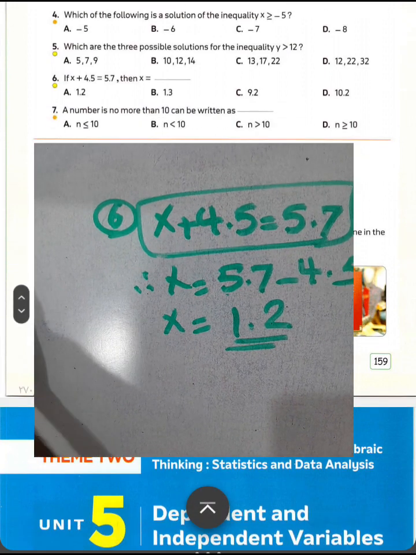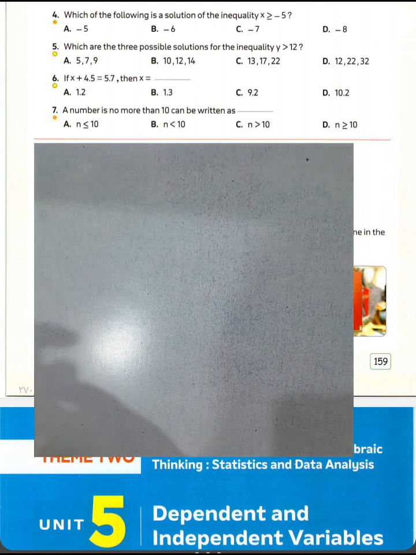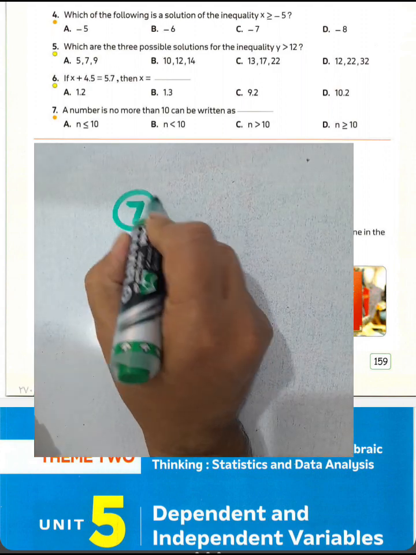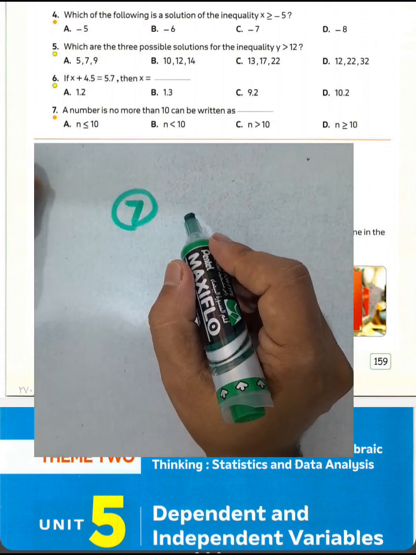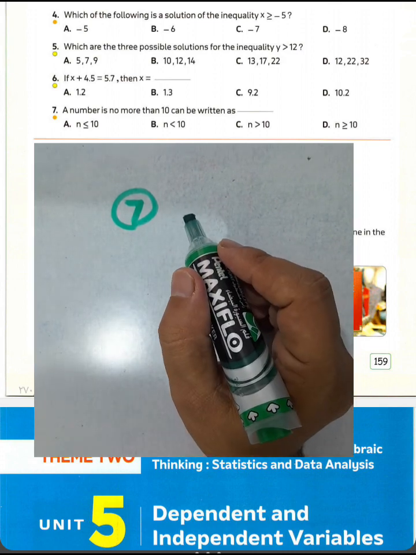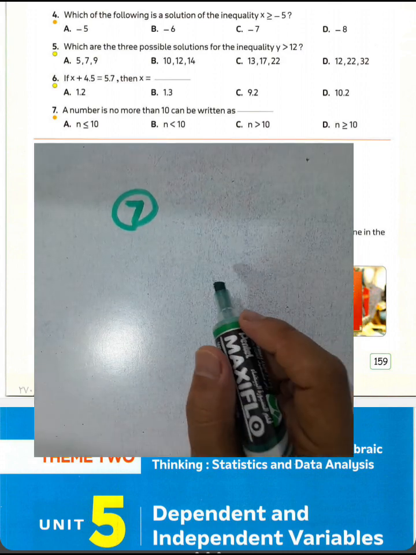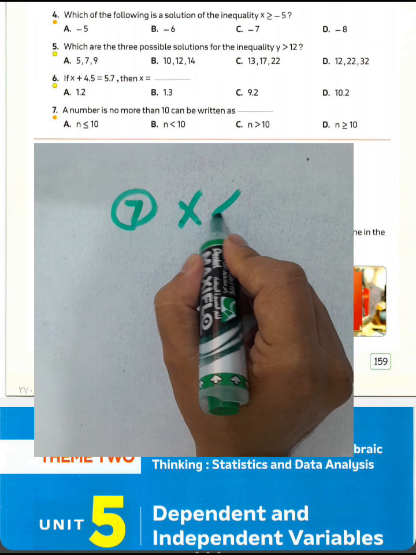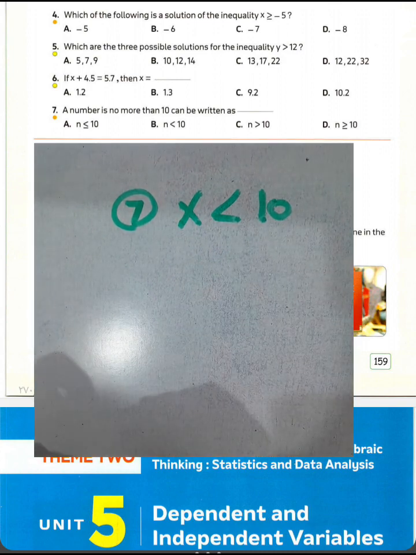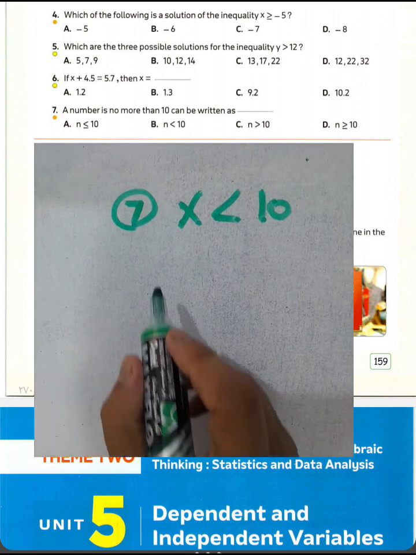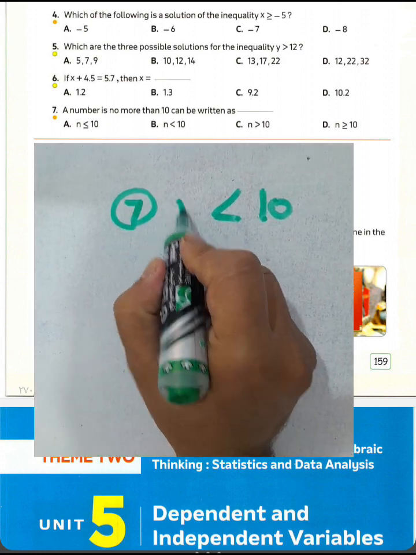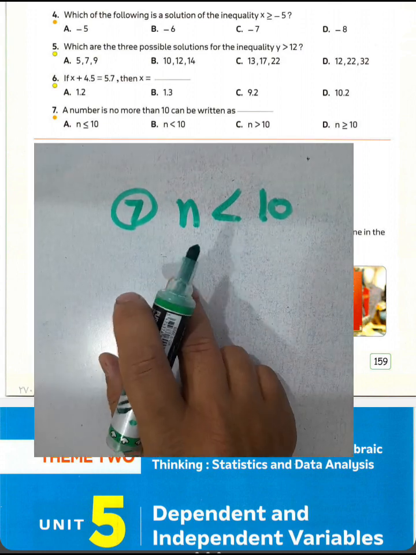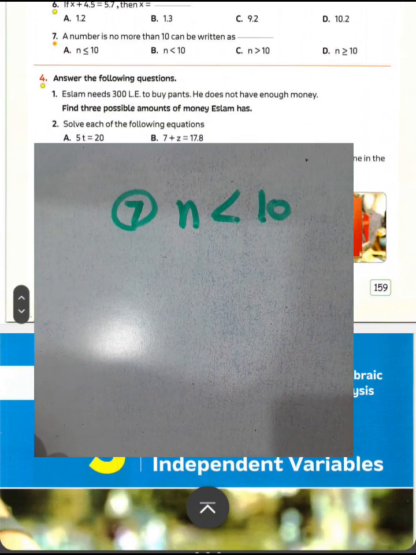Question number 7. A number is no more than 10. How can it be written? No more than means x less than 10, or n less than 10. Choose letter B for question number 7. We can write the unknown as n or x as you like. So you must choose letter B.